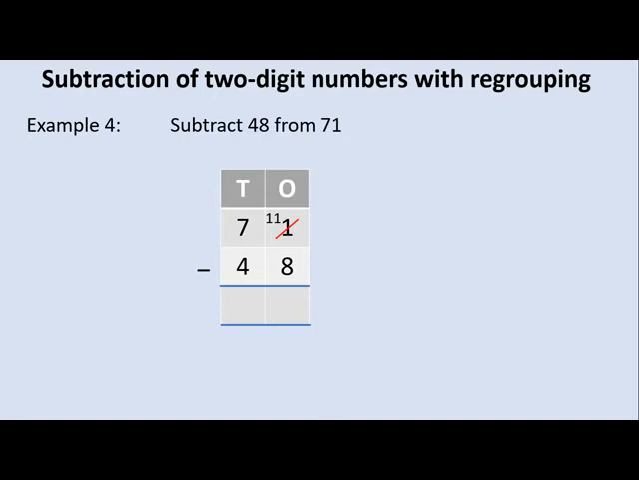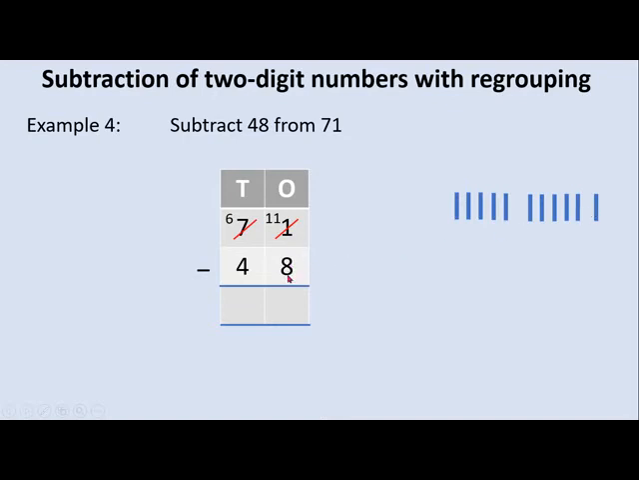And once we borrow 10 ones from 7, the 7 will be 1 less, that is 6. So now let us subtract 8 from 11. For that I will put 11 lines. 1, 2, 3, 4, 5, 6, 7, 8, 9, 10, 11.